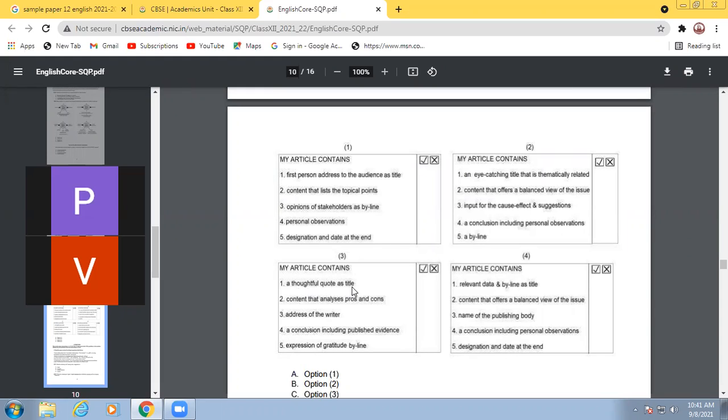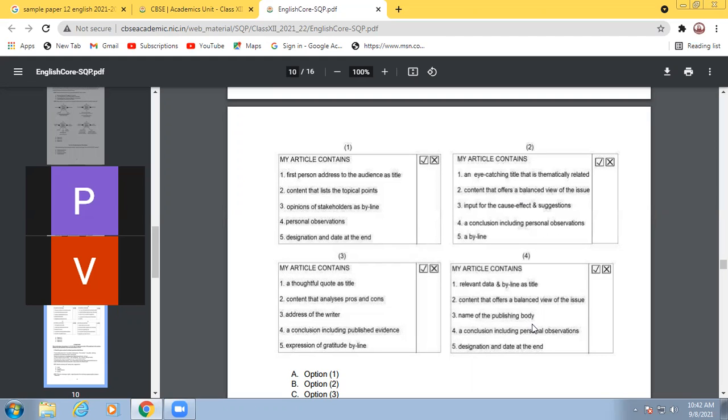A thoughtful quote as title. Can be or cannot be, but not exactly. Okay, content that analyzes pros and cons. Yes. Address of the writer. It's not required, isn't it? Come to the fourth option. Relevant data and byline. Yes, data we need. Content that offers a balanced view. Okay, balanced is here; the second option looks right, we rejected that, but let's see.